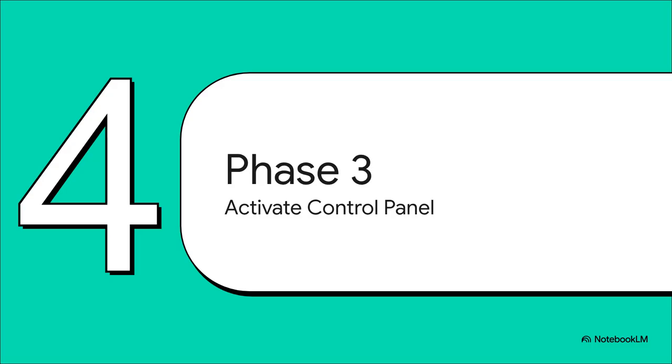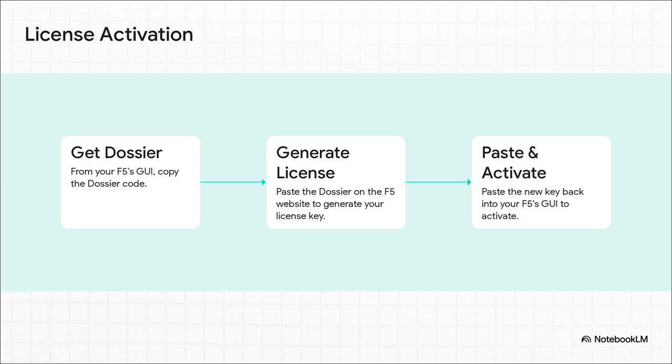Okay, our device has an IP address, it's on the network, so now we can finally get into the main control panel. In this phase, we're going to activate the license and unlock all of its power. Now, licensing can sound like a big, intimidating process, but honestly, it's just a simple three-step copy and paste dance. First, you grab a unique code called a dossier from your F5. Then, you hop over to the F5 website and trade that dossier for a license key. And finally, you just copy that new key and paste it right back into your F5. And bam, it's activated. That's it.